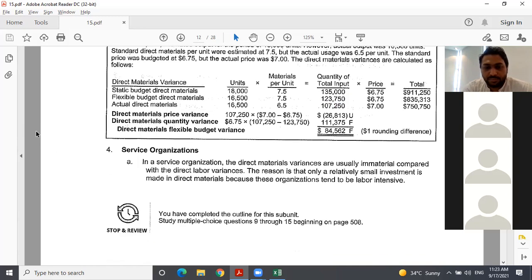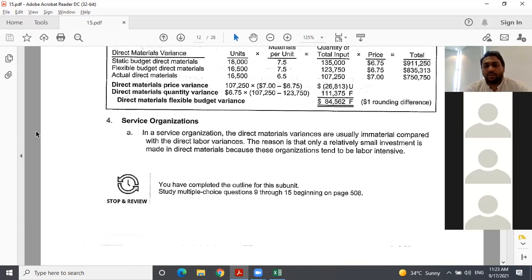Then comes the service organization. In a service organization, the direct material variances are usually immaterial compared with the direct labor variances. The reason is that only a relatively small investment is made in direct materials because these organizations tend to be labor intensive.